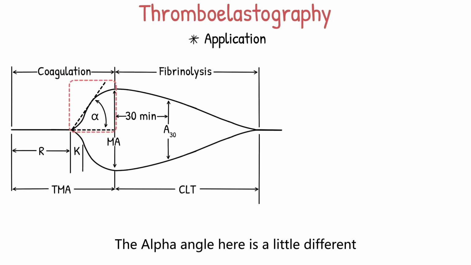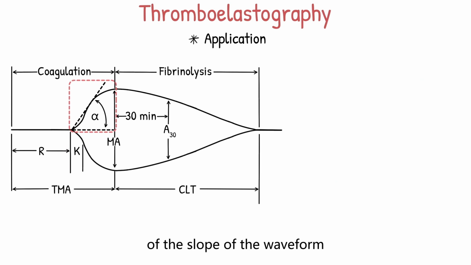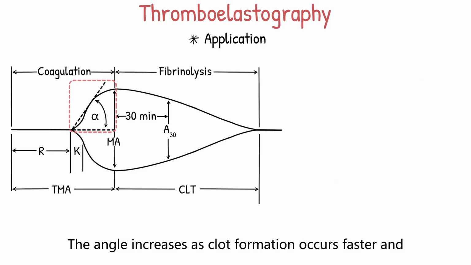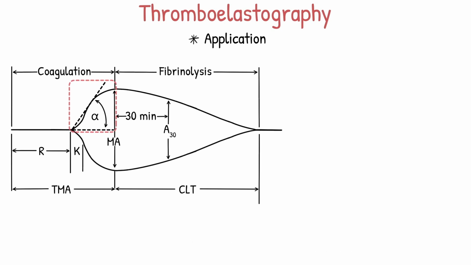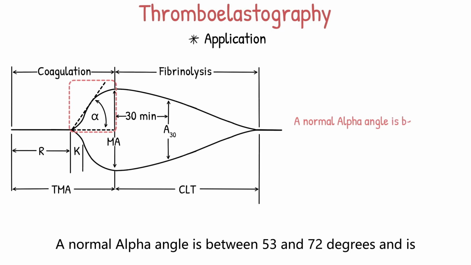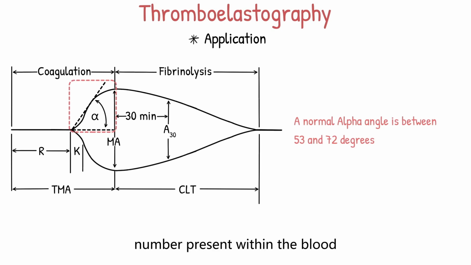The alpha angle here is a little different. It's not a time, but it's a measurement of the slope of the waveform. The angle increases as clot formation occurs faster and decreases as clot formation takes more time. A normal alpha angle is between 53 and 72 degrees and is related to the amount of fibrinogen as well as platelet number present within the blood.